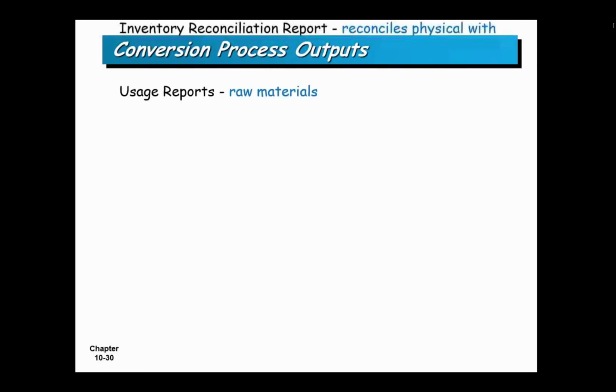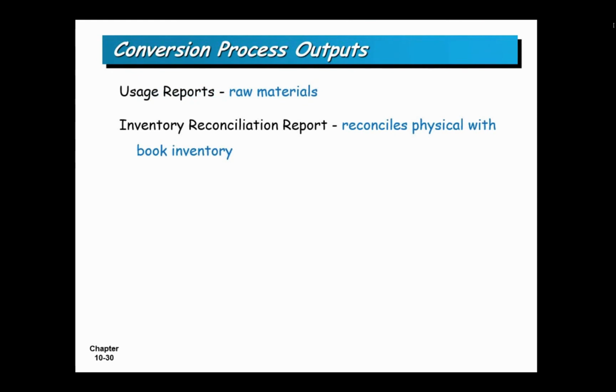Some of the outputs: how much raw materials have you used? If your bill of materials says you should be using a ton of scrap metal to make a jet engine and you use 1.5 tons, then you need to understand that you probably don't have as much scrap metal as you thought you did.